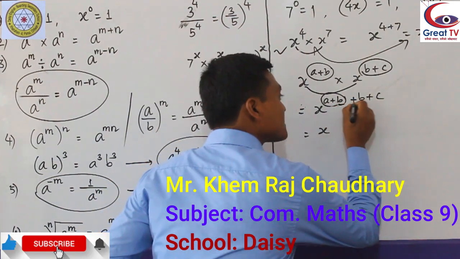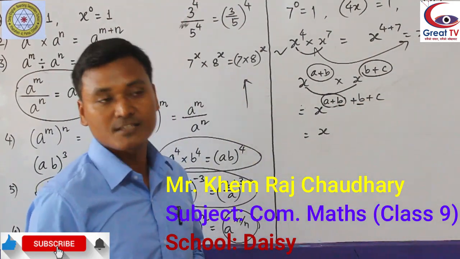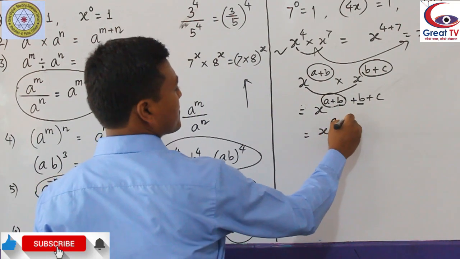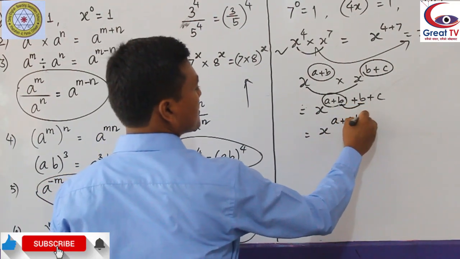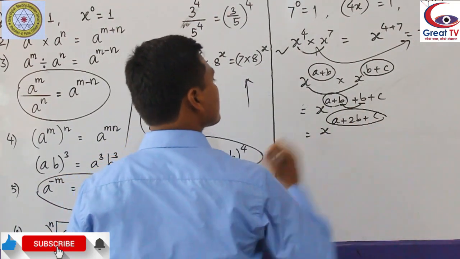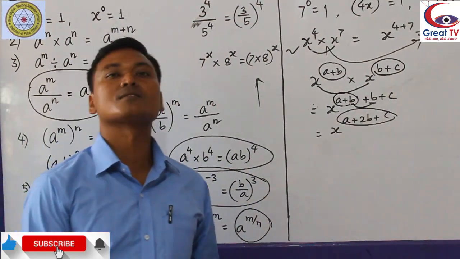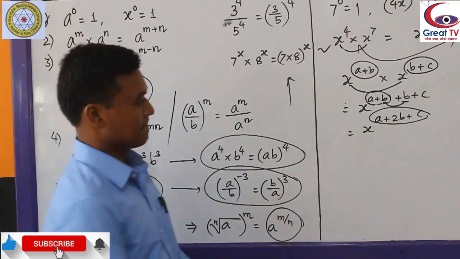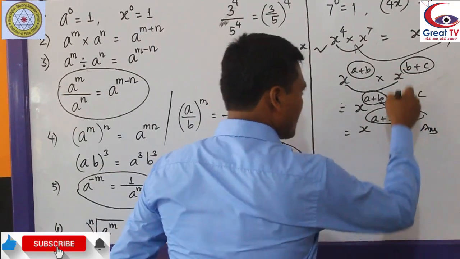Again, it means we have plus b and plus b. These two are the like terms. These two can be simplified. x to the power a plus b plus b plus c. We don't have any other like terms. It will be x to the power a plus 2b plus c. This is the required answer for this.